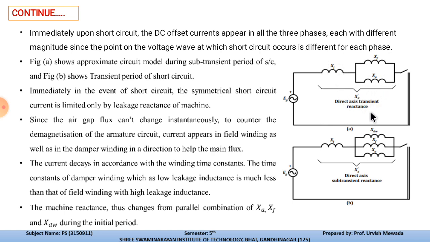The field reactance appears in parallel with the armature reactance, so the parallel combination of these two, in series with the leakage reactance, becomes the direct axis transient reactance XD dash. Figure A shows the approximate circuit model during the subtransient period of the short circuit, and figure B shows the approximate circuit model during the transient period of the short circuit.